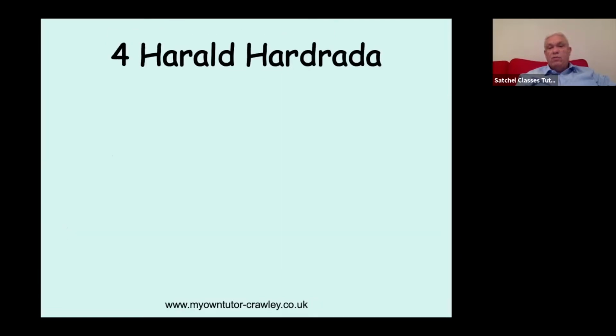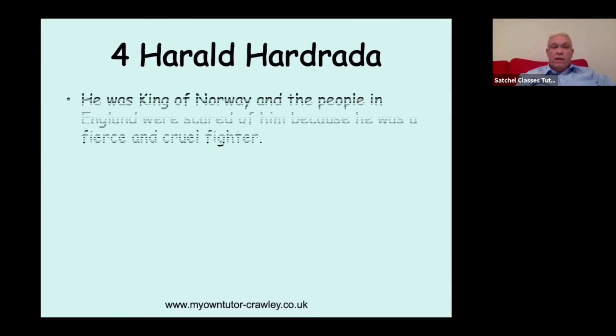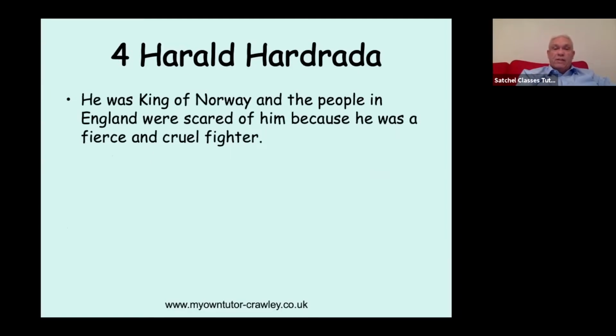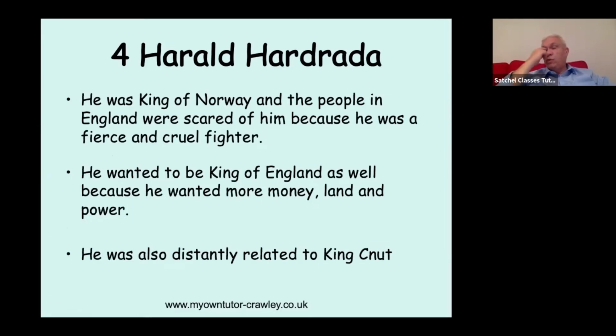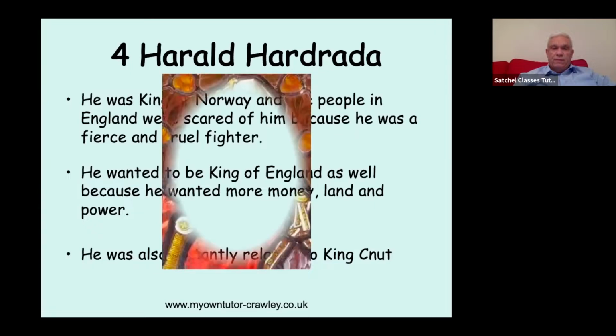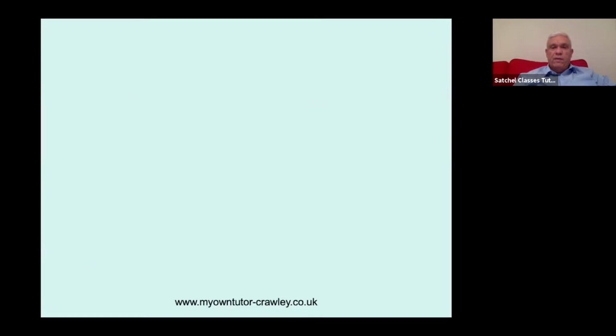Then there was Harald Hardrada. Harald Hardrada was king of Norway, and the people in England were scared of him because he was a fierce and quite cruel fighter, like the Vikings were. He wanted to be king of England as well because he wanted more money, land, and power. He was also distantly related to King Canute, who was a king in England a few hundred years before. So he thought he had a claim to the throne there as well. And that's what King Canute may look like.